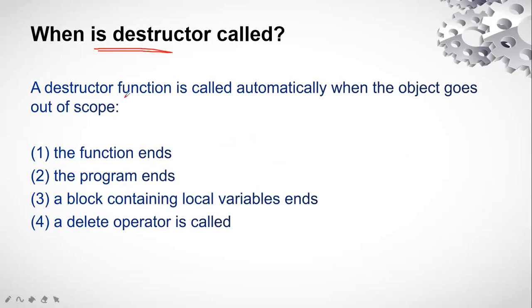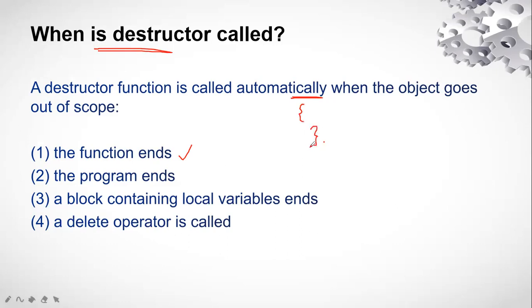When is it called? First of all, I told you that this particular destructor function is automatically invoked when the object goes out of scope. Whenever the object goes out of scope, the destructor function will be automatically called or invoked. If the function ends, that means as soon as it reaches the closing curly braces, that is when we complete the function.